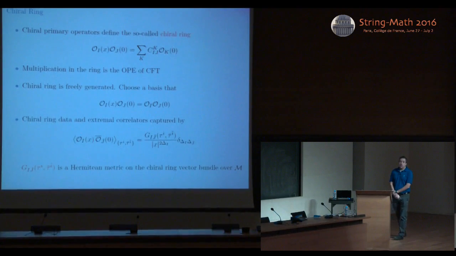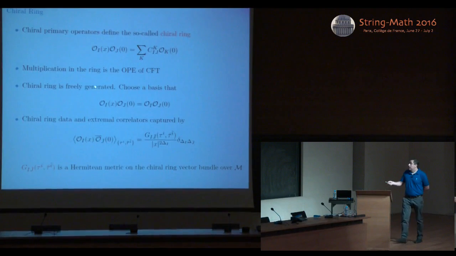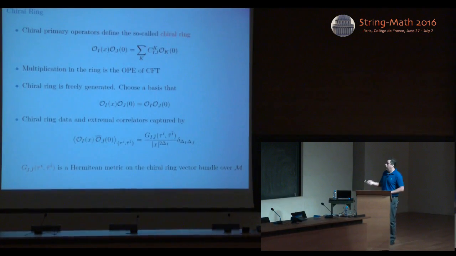The basic object that we will be interested in is the chiral ring of such theories. So the chiral primary operators define a chiral ring. Essentially, the product of two chiral operators decomposes into a sum of other chiral operators. So this is a commutative ring that has a product structure which is induced from the OPE of the conformal field theory. Okay?